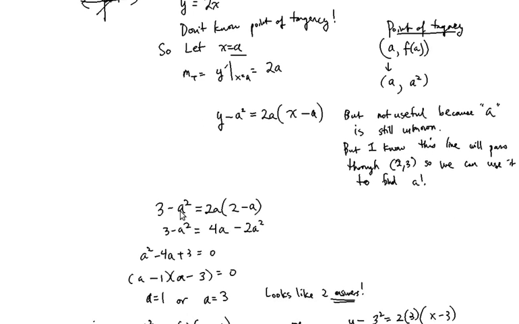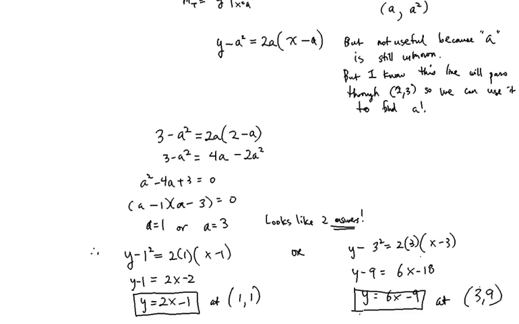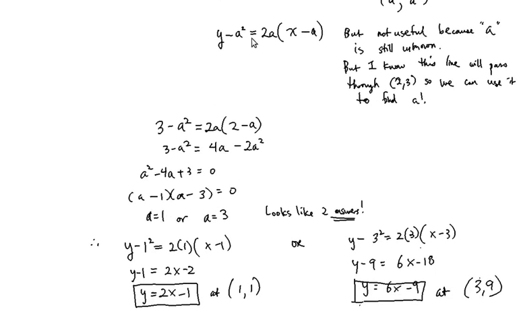So 3 minus a squared is 2a times 2 minus a. I end up with a quadratic. If I simplify that, I get a squared minus 4a plus 3 equals 0. (a minus 1)(a minus 3) is the factored form, so I have two answers. I have a equals 1 or a is 3. Alright? And if I plug those values back into here, if I plug 1 in for a, I get the equation y equals 2x minus 1. If I plug in 3 into my form, I get y equals 6x minus 9.